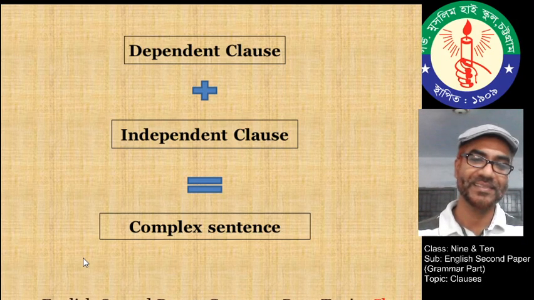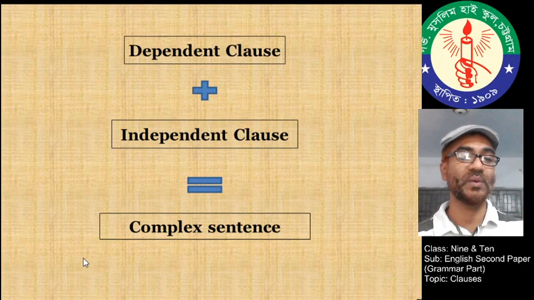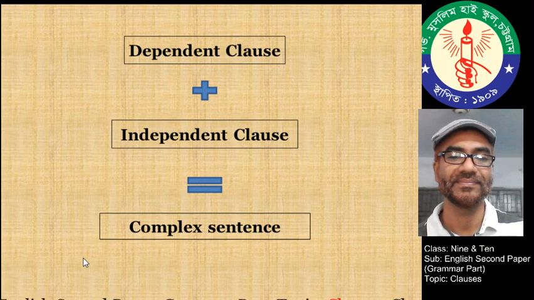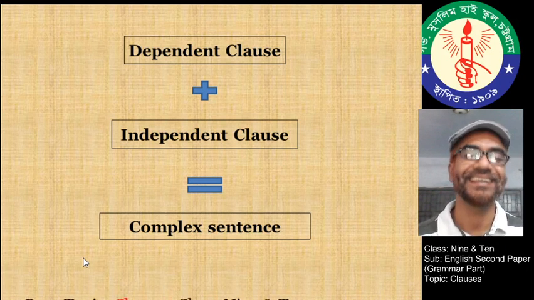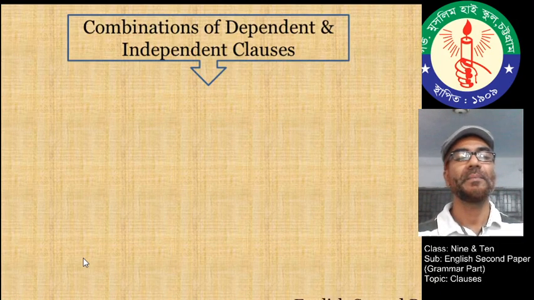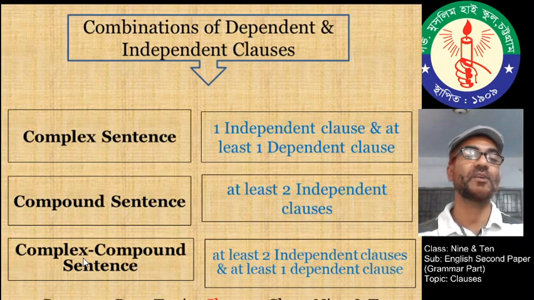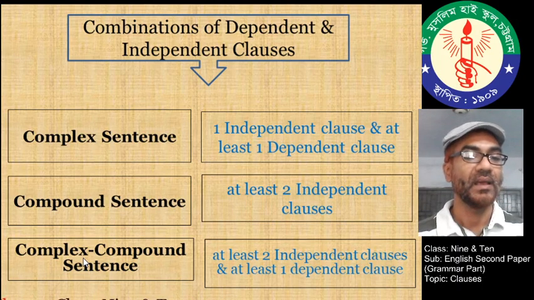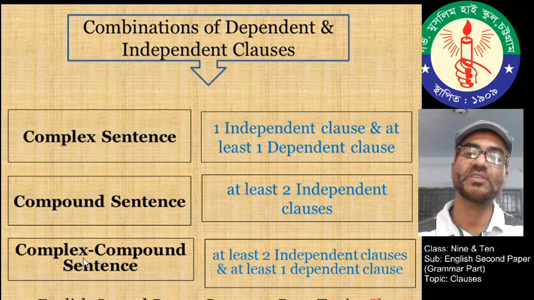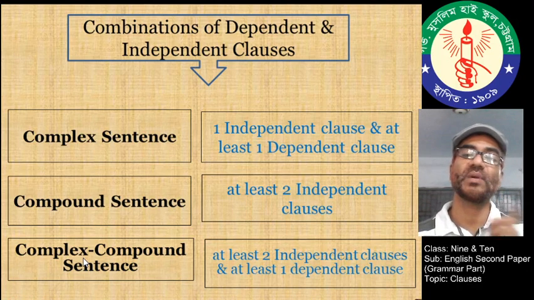You see, dependent clause plus independent clause equals complex sentence. That means one dependent clause and one independent clause can make a complex sentence. Now we have already got what a complex sentence is. Okay, combinations of dependent and independent clauses. Yes, the complex sentence: one independent clause and at least one dependent clause. These two things must be in a complex sentence. A complex sentence must have one independent clause and at least one dependent clause.